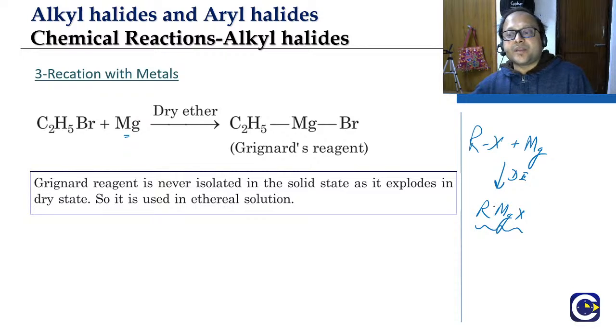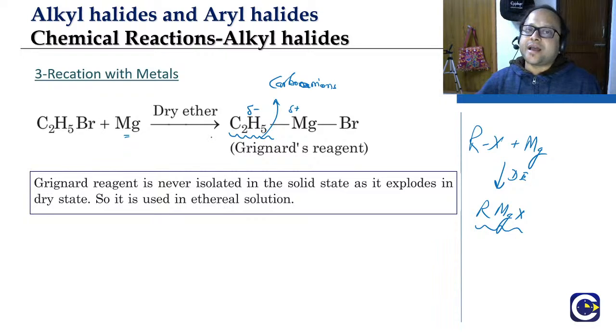So this is the general formula for your Grignard reagent, and the main USP or benefit of this reaction is that the magnesium and carbon bond is polar: carbon is partially negative and magnesium is partially positive. That means you can have a generation of carbanion. You can easily have a carbanion over here. Now, generation of carbanions is very difficult, so this is one method by which you can have carbanions.